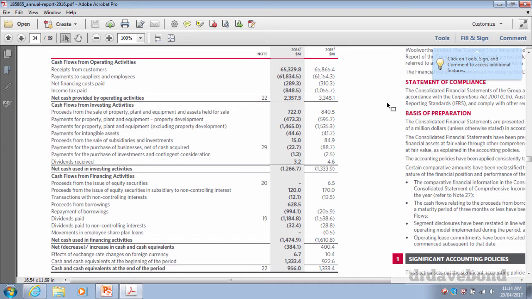And if you actually cast your eye over the rest of all the inflows and outflows, those are the two biggest numbers by far. So what's happening here is that we can see that Woolworths has received over $65 billion in cash from customers that year and has given nearly $62 billion to their suppliers and to their employees. So to the people they buy their produce from, to their employees, to the various other things that they do to run their business. And that's what you expect, because operating activities is just telling you what they do as a normal business.